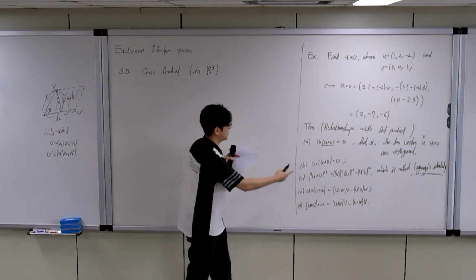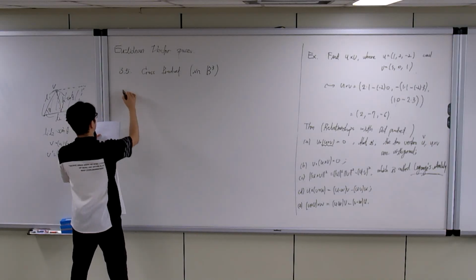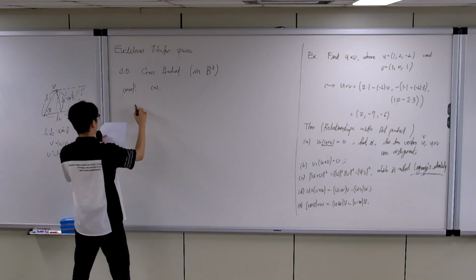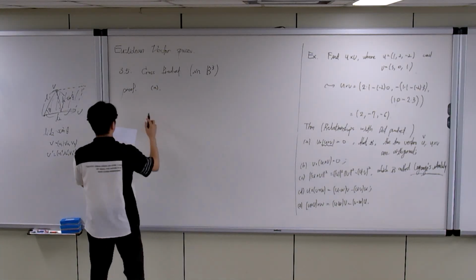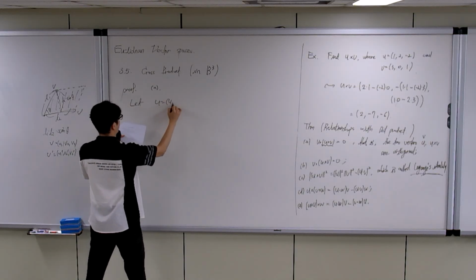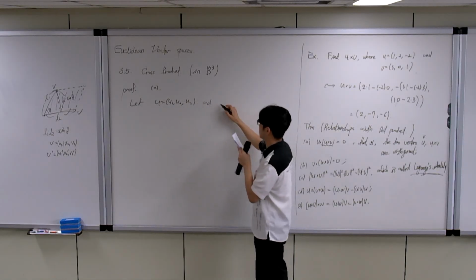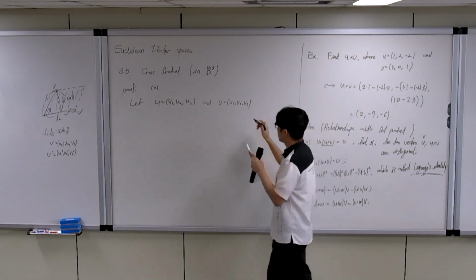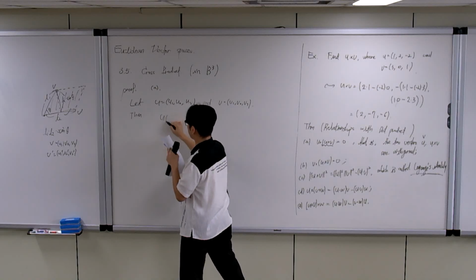Firstly, I said u cross product v is 0. Let me use the notation again since I erased it. I will write one more: U is the vector U1, U2, U3, and V is the vector V1, V2, V3. Then we can calculate U dot product U cross product V.